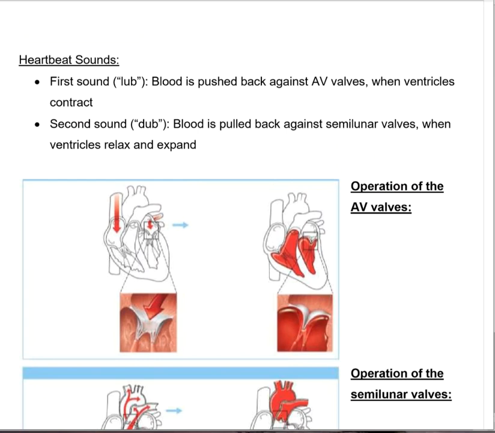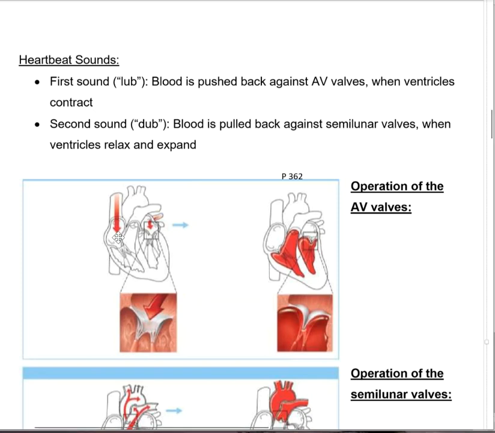We want to talk for a minute about the heartbeat sounds, okay? And this picture is on page 362, and it talks about how the sounds are made and what we're listening for when we listen for these heartbeat sounds. So we usually call them a lub-dub sound, lub-dub, lub-dub.